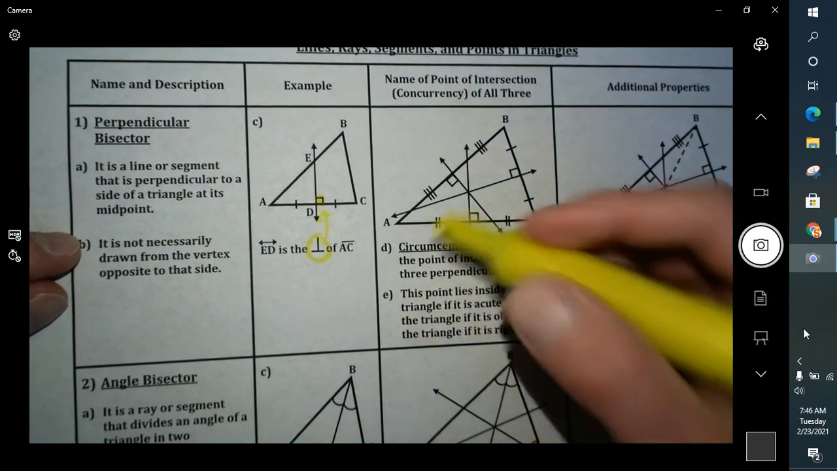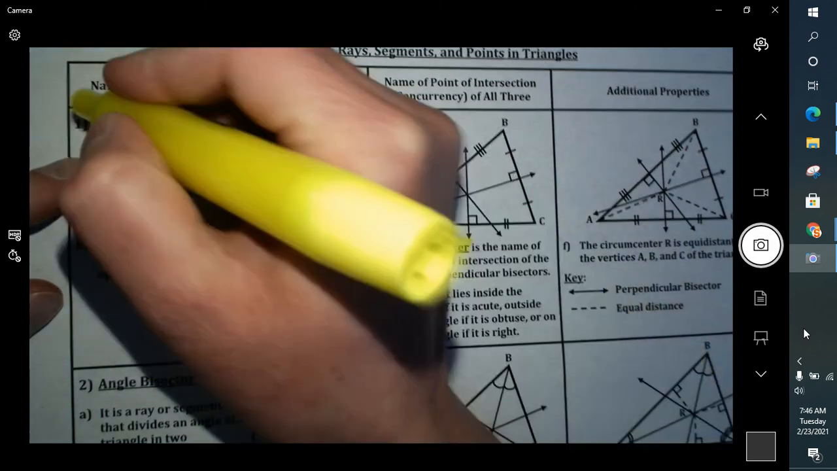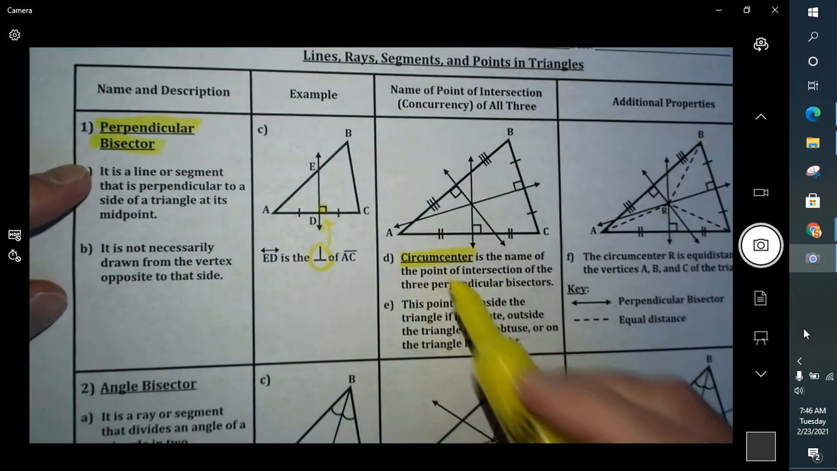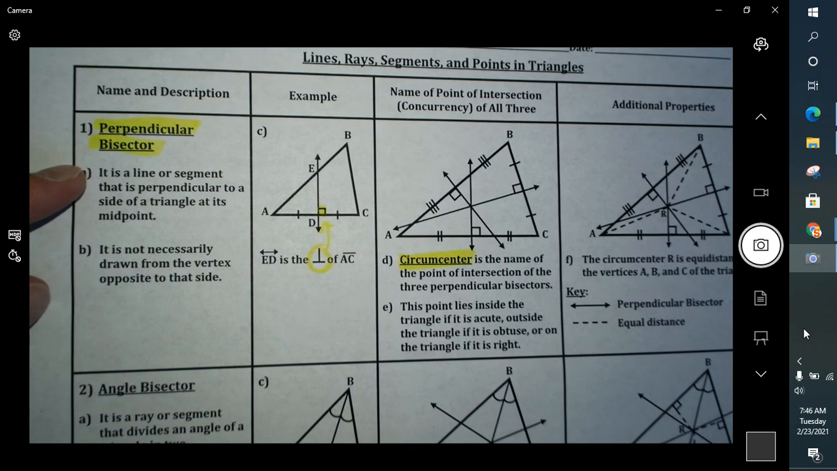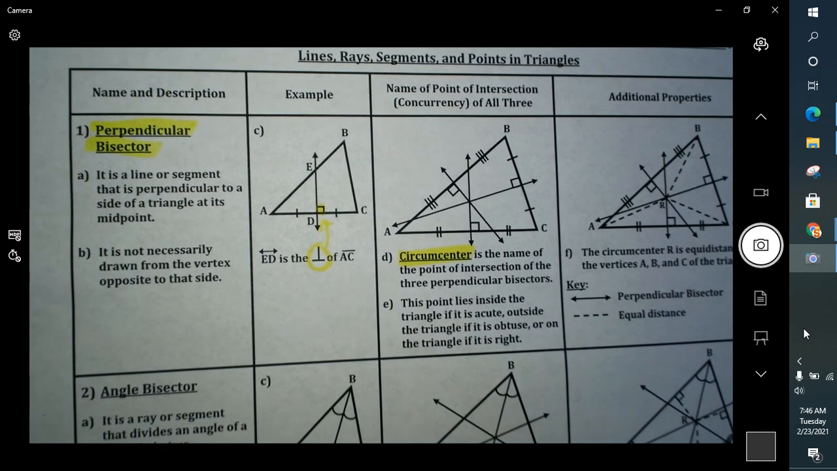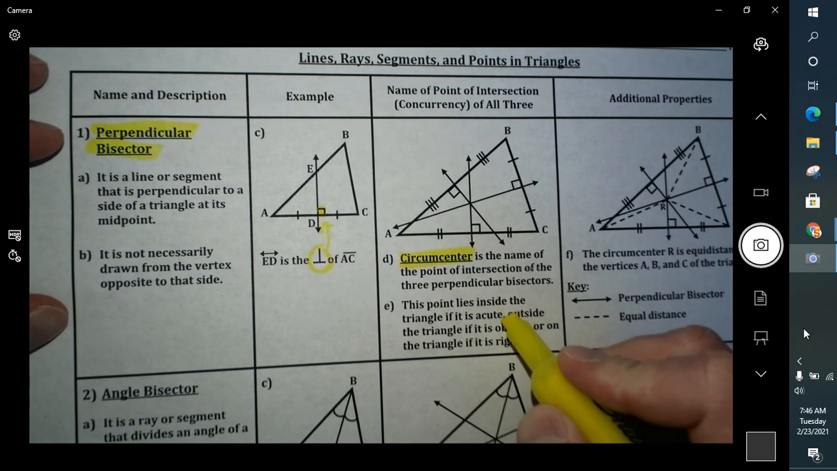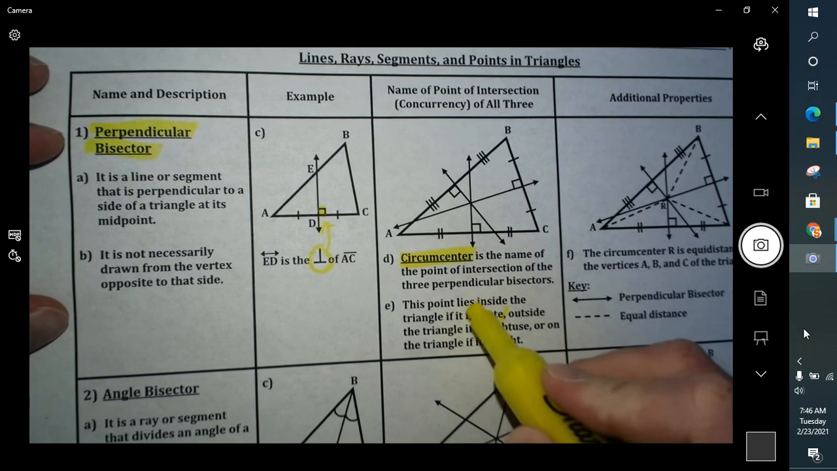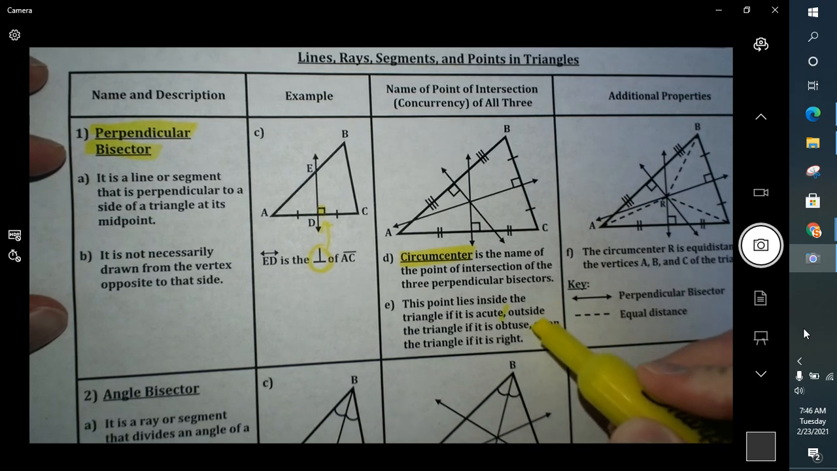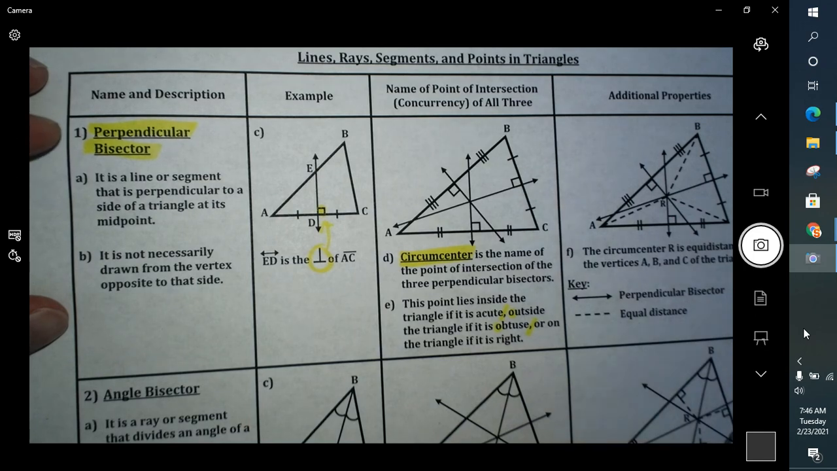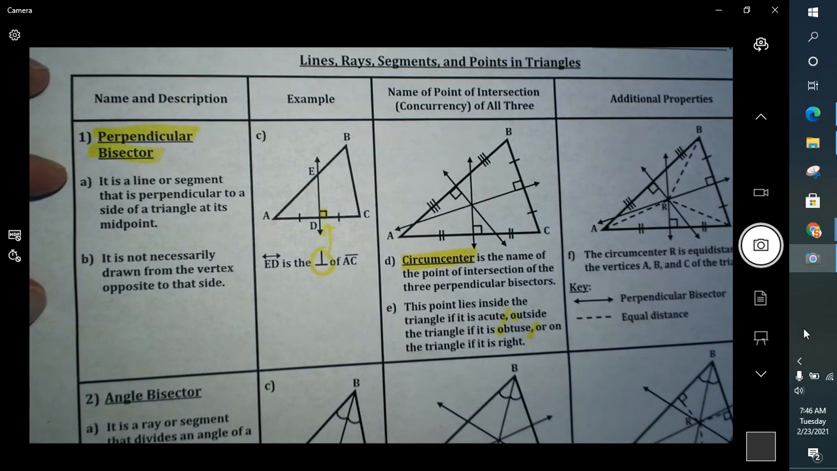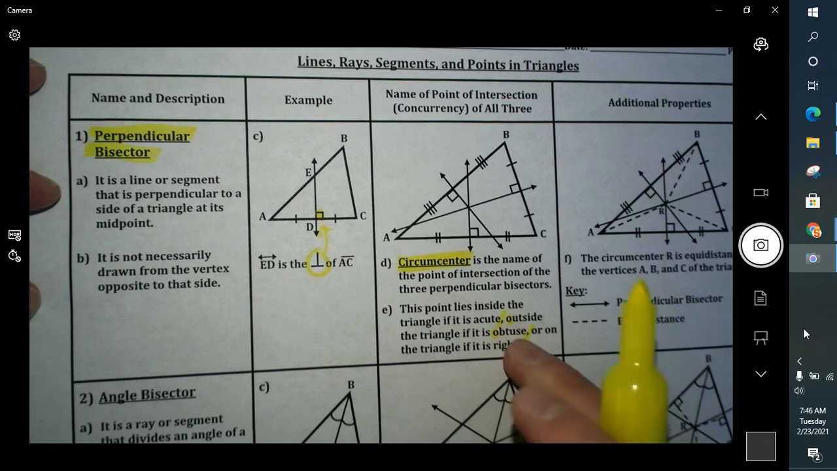And we want to also pick up that with our perpendicular bisector, this creates a circumcenter. The circumcenter is the point of intersection of all three perpendicular bisectors. This point lies inside the triangle if it's acute. This is going to be important if you have a question on your test that's like this. So inside if it's acute, outside if it's obtuse, and you can kind of see that O and that O there. Outside is obtuse, or the right angle is going to be on the hypotenuse if you get a right angle here.